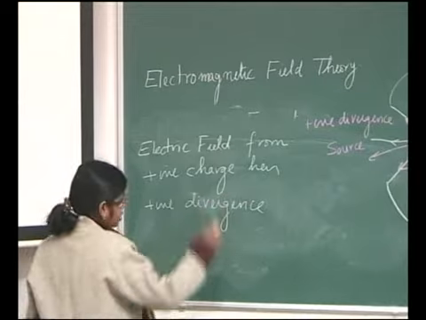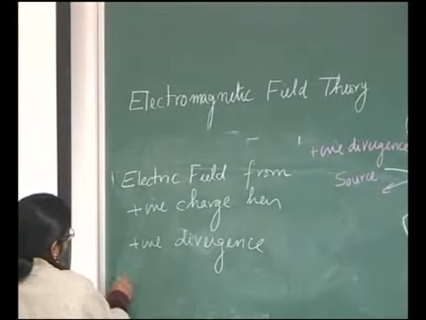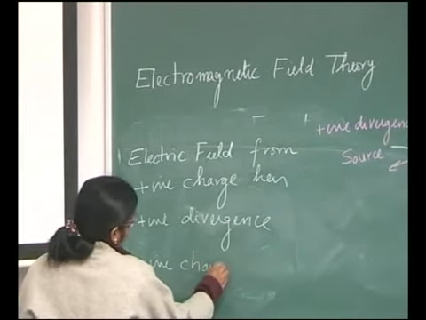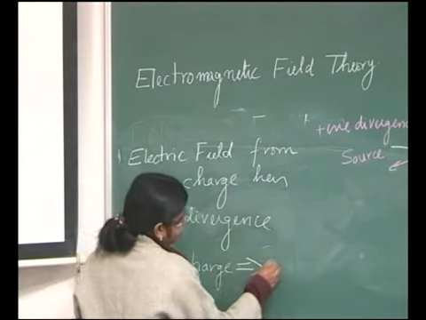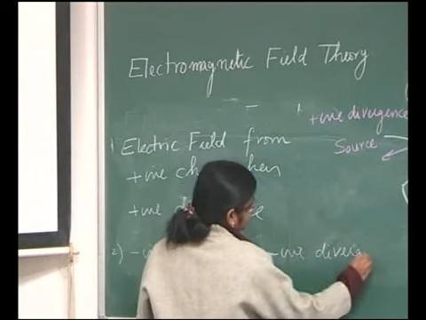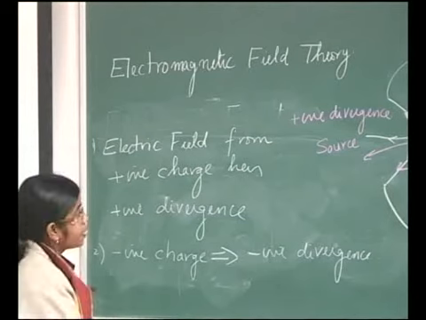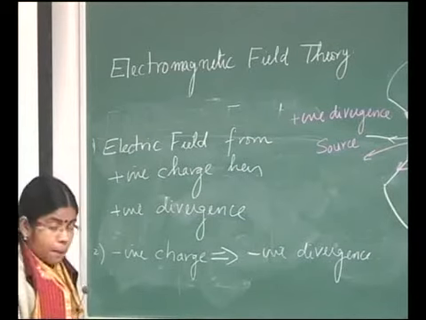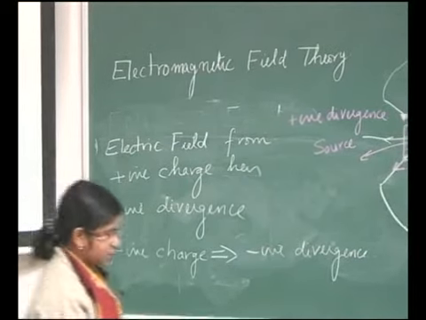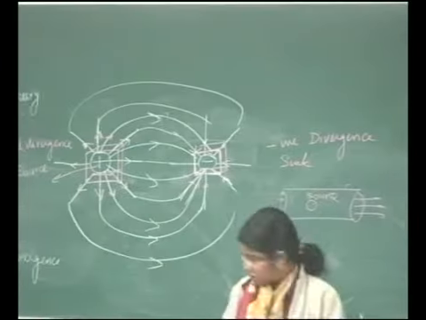Okay, so it is also called a source point, and electric field similarly from a negative charge will have negative divergence. Now, the question is, we have sort of understood what divergence is. We will deal with this divergence in greater detail in our forthcoming lectures.